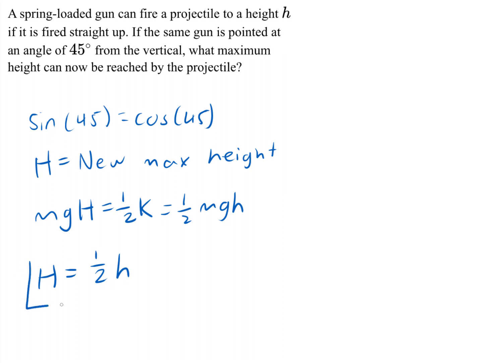So the projectile, when fired at a 45-degree angle, will reach half the height as if it was fired from a vertical angle. And that is how you would solve this problem.